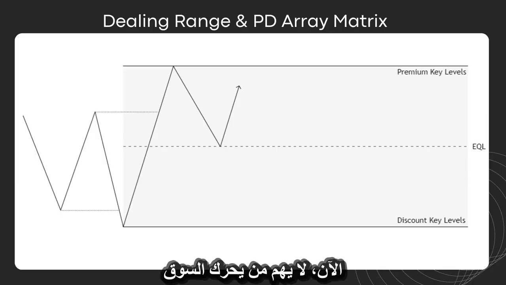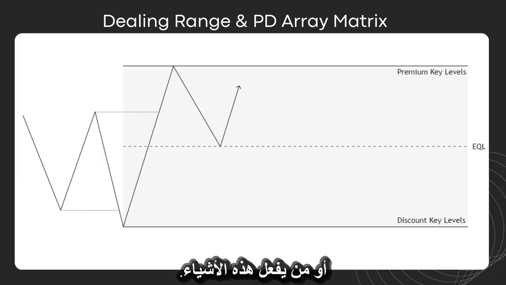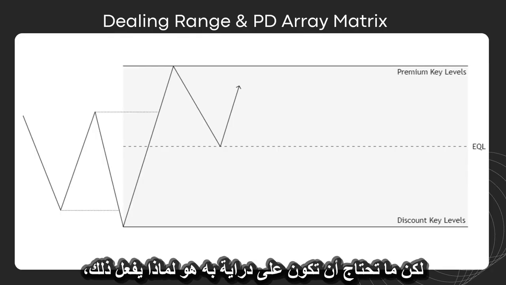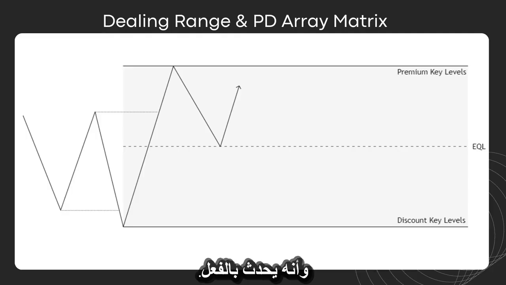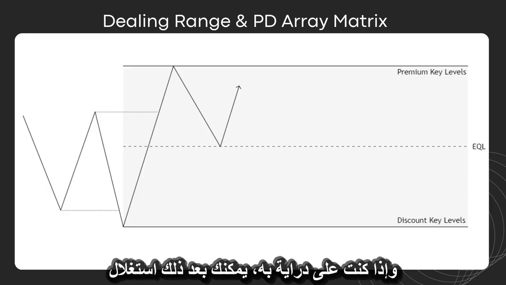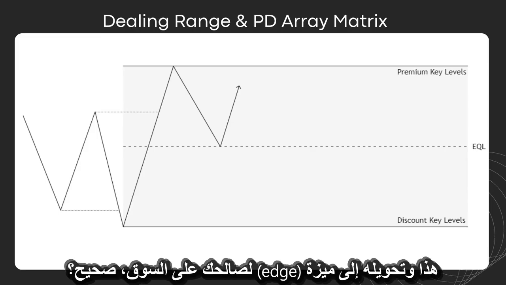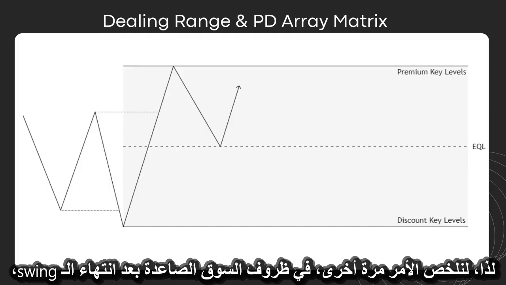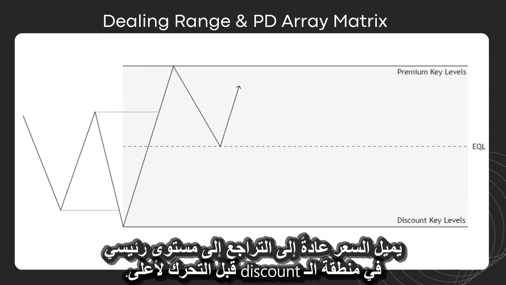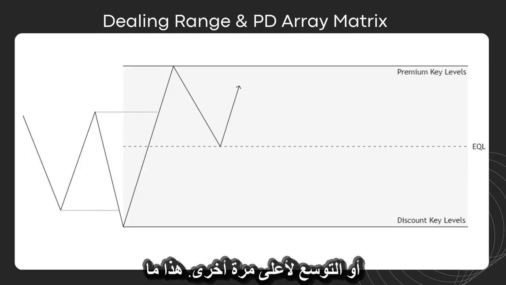Now it doesn't matter who moves the market or who does this stuff, but what you need to be familiar with is why it does it and that it does actually happen. If you are familiar with it, you can then exploit this and turn it into an edge for yourself over the markets. So let's sum it up again. In a bullish market condition, after a swing ends, price usually tends to retrace to a discount key level before moving higher or expanding higher again. That's what happens.